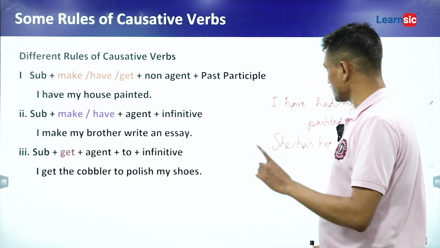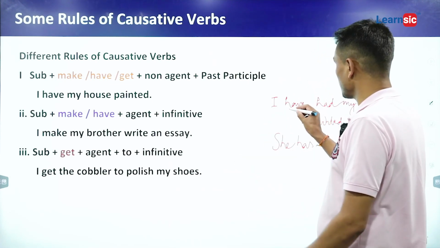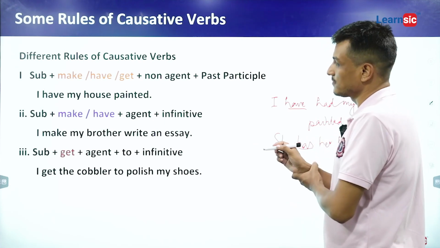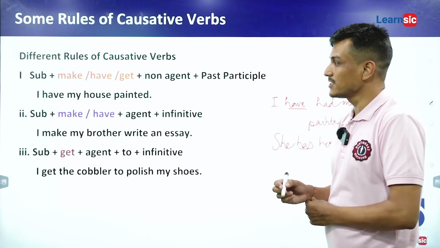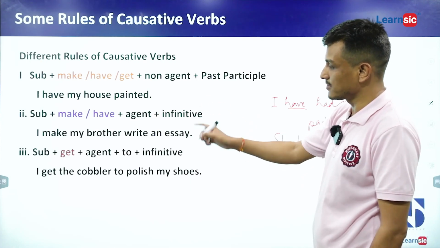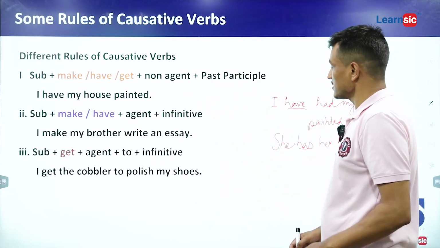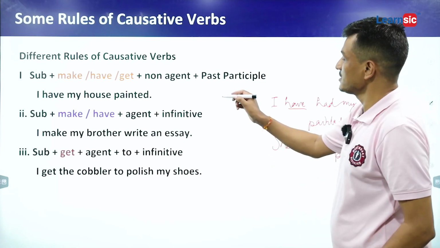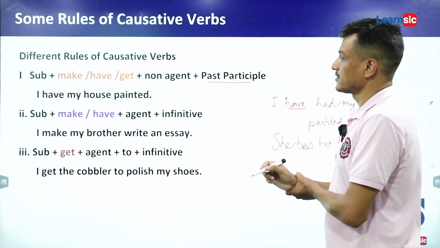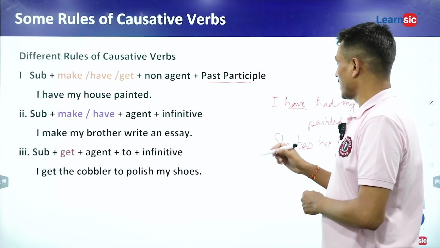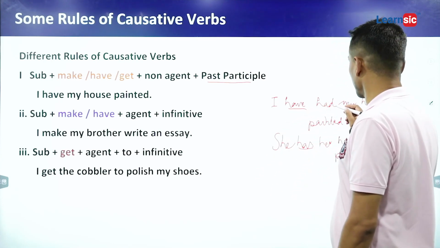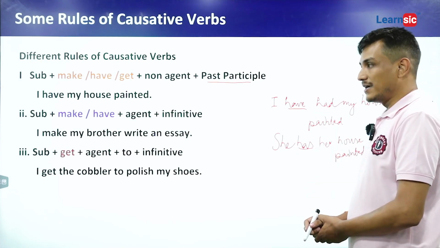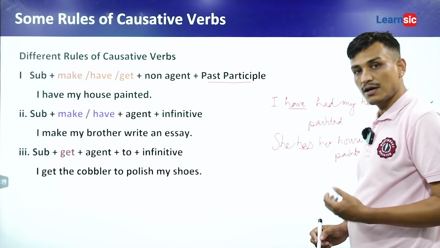What we always check is whether there is any of these causative verbs or not, and then whether there is an agent or non-agent. If there is an agent, we have separate rules. If there is a non-agent, then we go for the past participle. So I have got my house painted. I have made my house painted. I'm making my house painted.